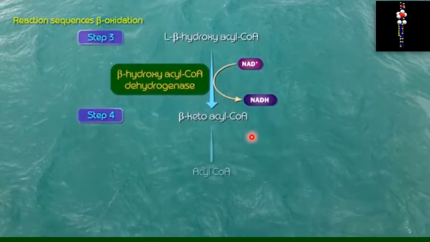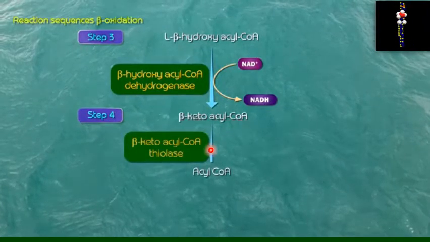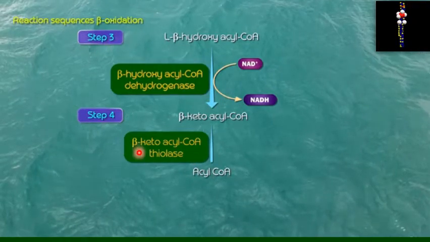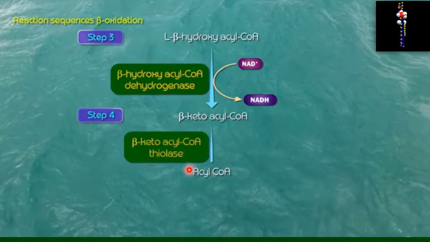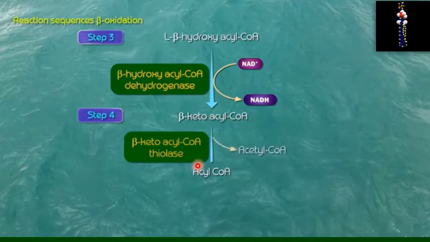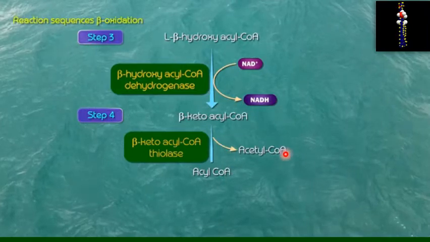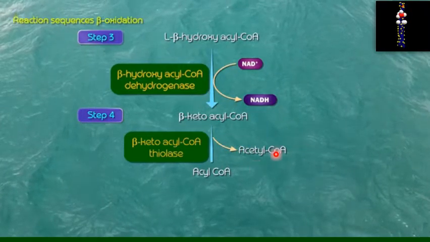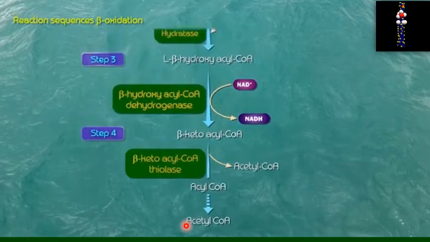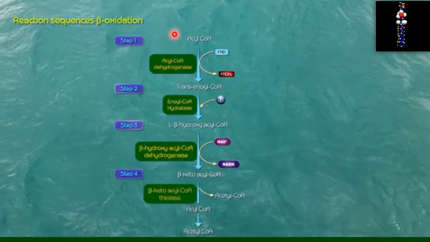And this is the fourth step, in which this beta ketoacyl coenzyme A is converted into acyl coenzyme A with the help of the enzyme beta ketoacyl coenzyme A thiolase. As you can see, acetyl coenzyme A is produced again. This acetyl coenzyme A is free for the binding of another fatty acid molecule. So this is the reaction sequence of the beta oxidation.